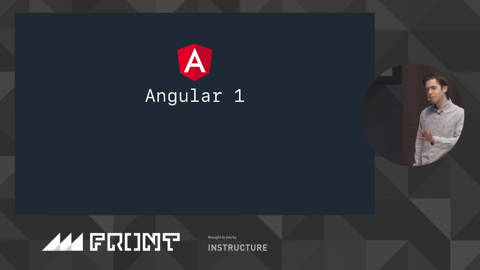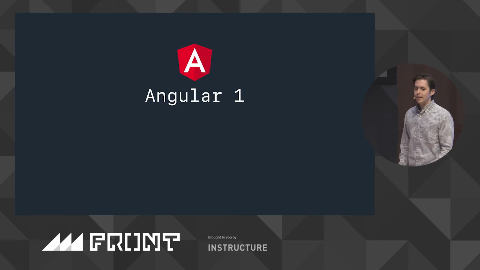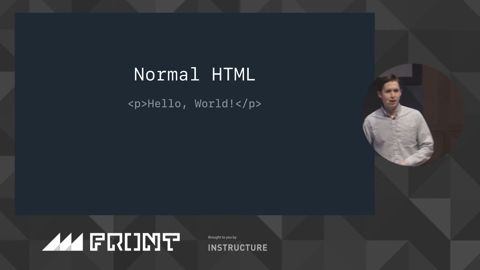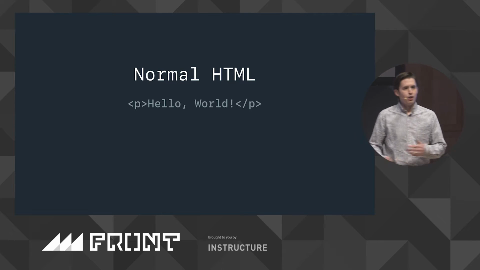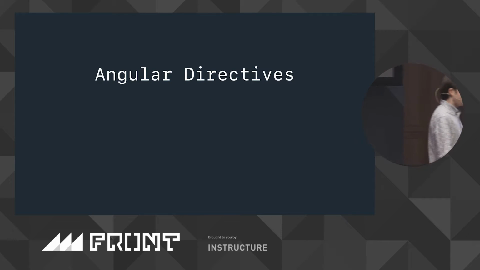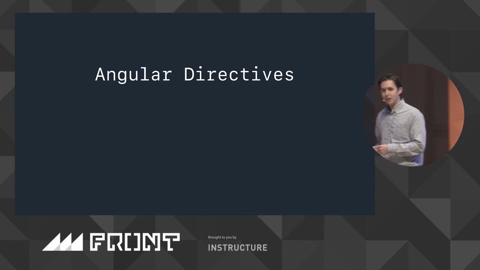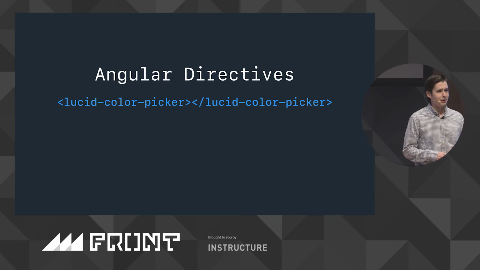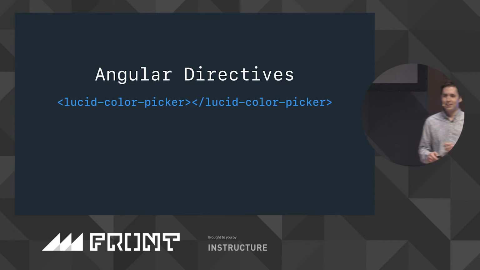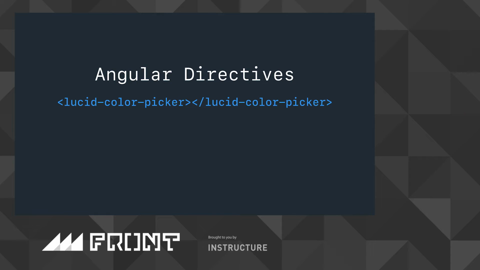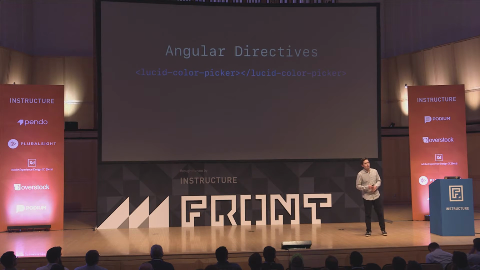And essentially, without getting too deep into the details of it, what that allows you to do is where normal HTML is written like this, open paragraph, hello world, close paragraph. Well, there are these cool things called Angular directives. And what those allow you to do is essentially make your own tags. So instead of open paragraph, close paragraph, you could say open Lucid Color Picker, close Lucid Color Picker. What happens when you use those tags is it will create a fully working color picker right in between those tags in your code. Once this was created, any other designer could come and pick it up, drop it into their design, and they had a fully working color picker.